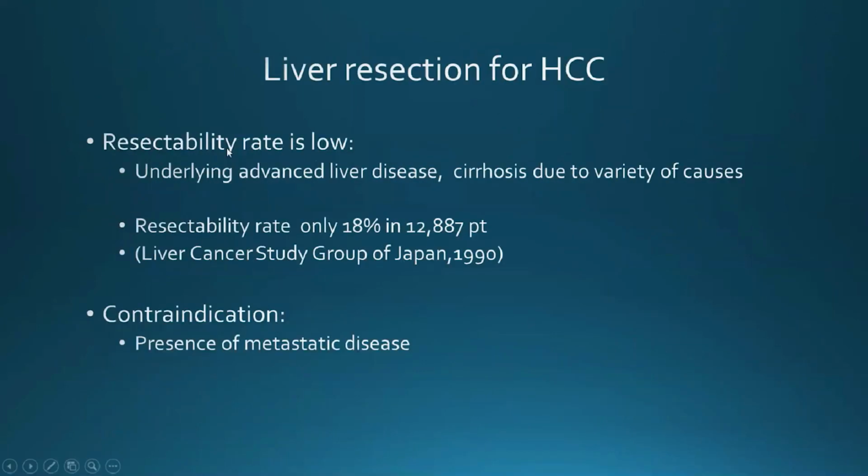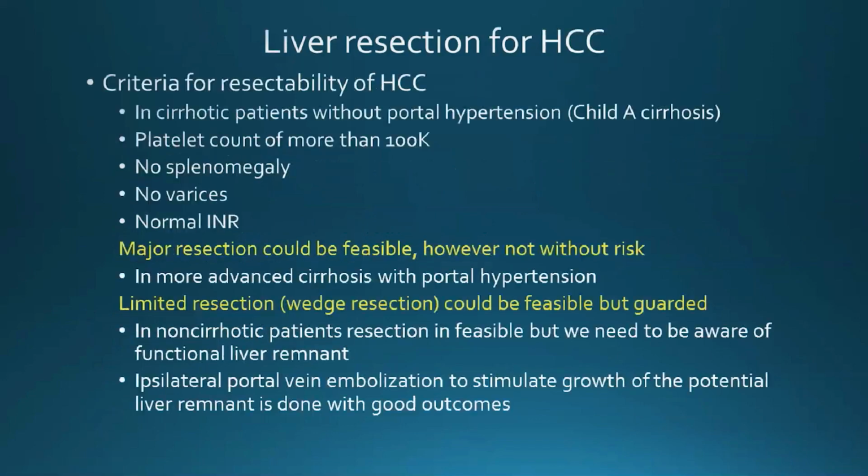So we talked about the resectability rate, which is low. It's probably about 18 to 20%, and this is based on a large study done in Japan many years ago. And there are other contraindications for liver resection, like the presence of metastasis or invasion of the vasculature of the liver, and so on. So when we want to resect the tumor in hepatocellular carcinoma, first of all, even if they are cirrhotic, that is not a contraindication for resection if the patient is in Child A category of cirrhosis.